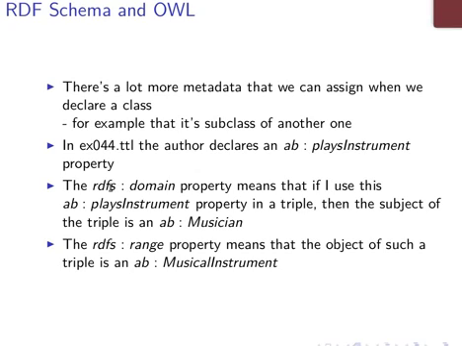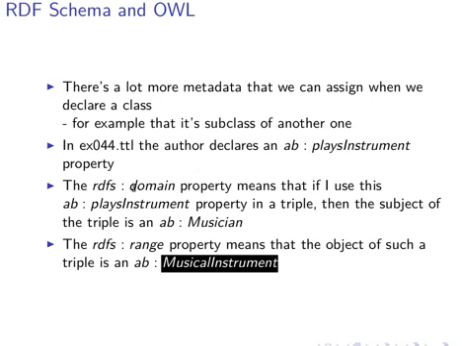If I go back to the slides, the RDFS domain property means that if I use this play instrument property in a triple, then the subject of the triple should be a class of type musician, or maybe an instance of that class. Yes, and the RDFS range of this property means that the object of such a triple, when I use this property in a triple, should be a musical instrument or an instance of musical instrument.